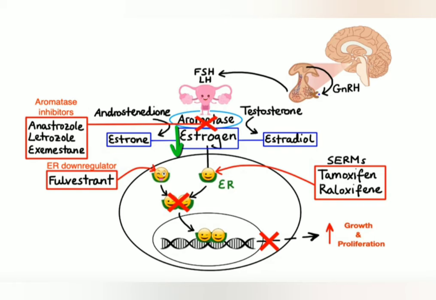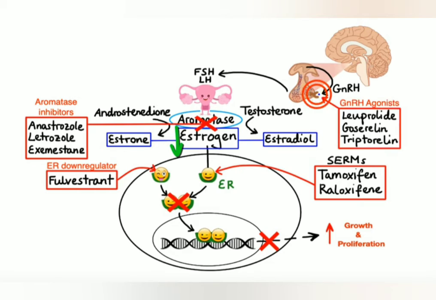Now, these receptors are the target of GnRH agonists, such as leuprolide, goserelin, and triptorelin, which work by overstimulating GnRH receptors, resulting in receptor desensitization over time. This in turn leads to reduced secretion of luteinizing hormone and follicle-stimulating hormone, and ultimately reduced production of estrogen.